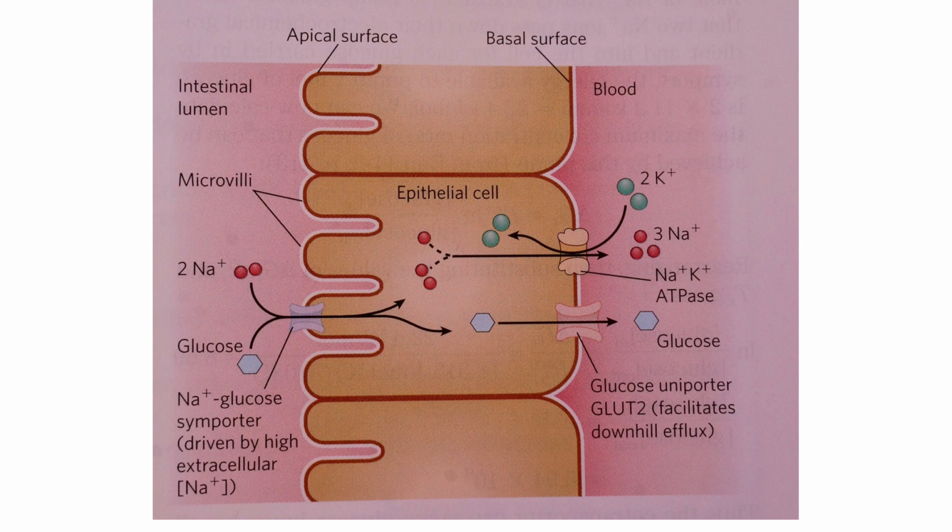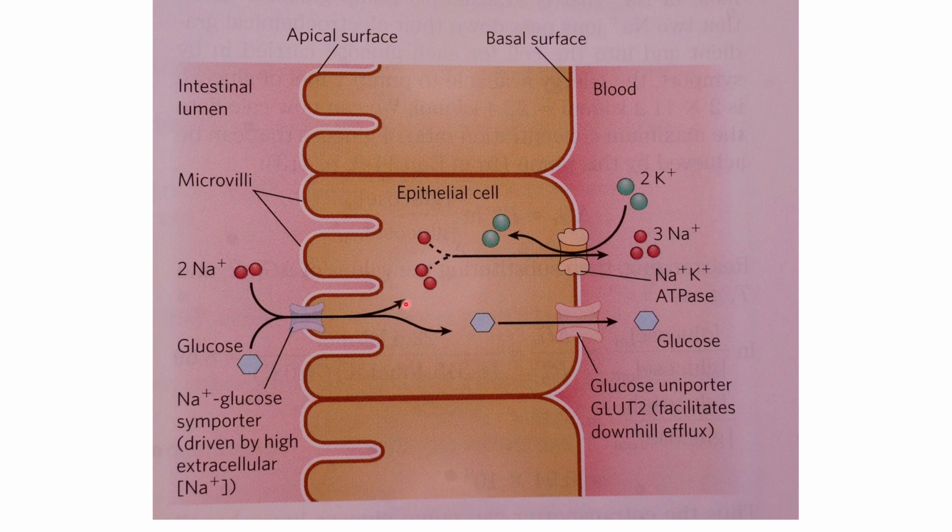When we look at this, at the intestinal lumen, we have the apical surface of the intestine right here. This is the lumen, this is the interior, and this is the exterior. So we have the villi of the intestine, these microvilli. You can see these on the light microscope at high power. And you have two sodiums coupled to glucose. They're brought in through the sodium glucose symporter, which is driven by high extracellular sodium.